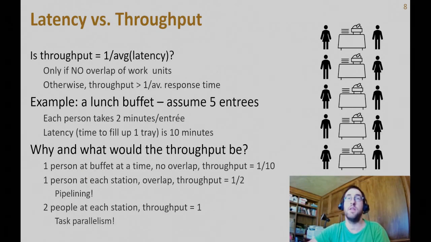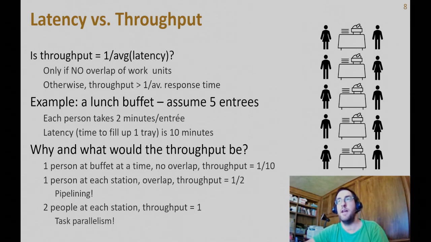If you can only work on one thing at a time, then latency and throughput are multiplicative inverses of each other. In general, when you can work on more than one thing at a time, your throughput is greater than the inverse of your average latency. So let's take a look at what that means.